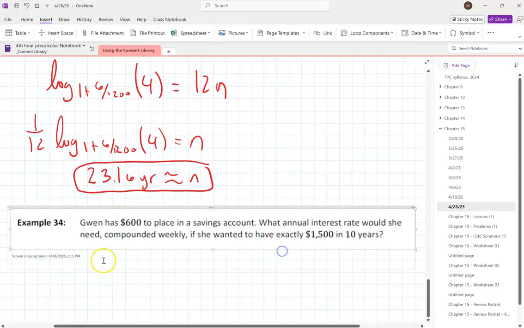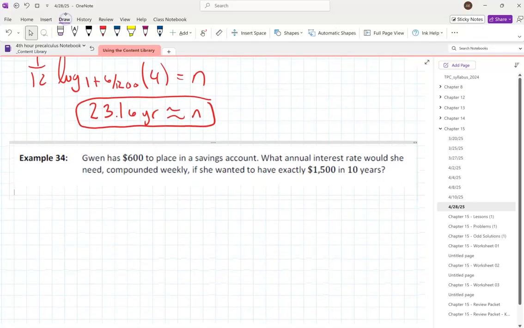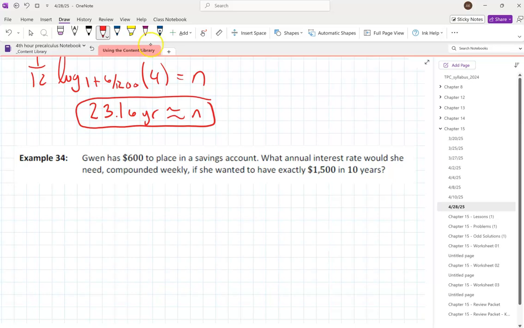All right, my last example for you guys today reads, Gwen has $600 to place in a savings account. What annual interest rate would she need, compounded weekly, if she wanted to have exactly $1,500 in 10 years? Okay, well, I see a present value. We're looking for an R. We're given a K, we're given a future value, and we're given an N.